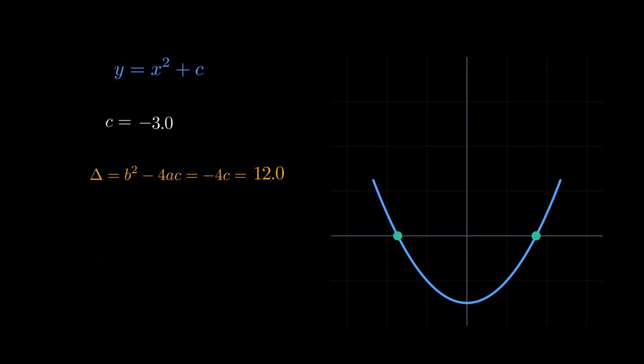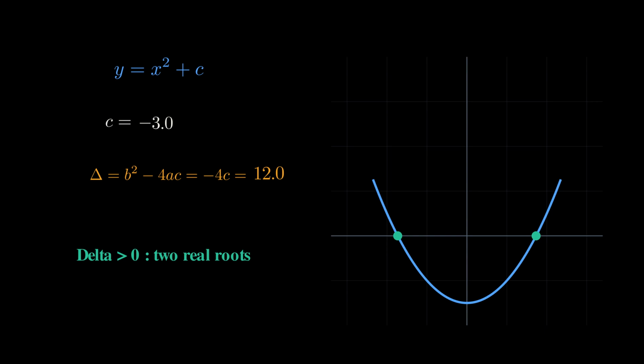Here's the simplest possible family. Y equals x squared plus c. It's a parabola. We slide it straight up and down by changing c. For this one, a is 1, b is 0. C is c. So the discriminant, b squared minus 4ac, is just minus 4c.